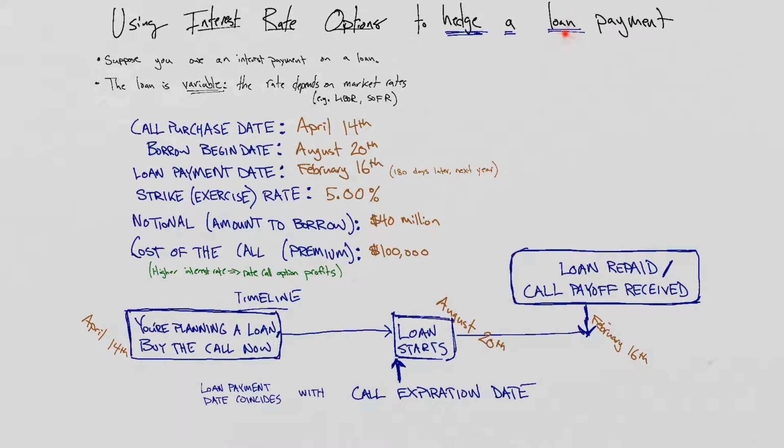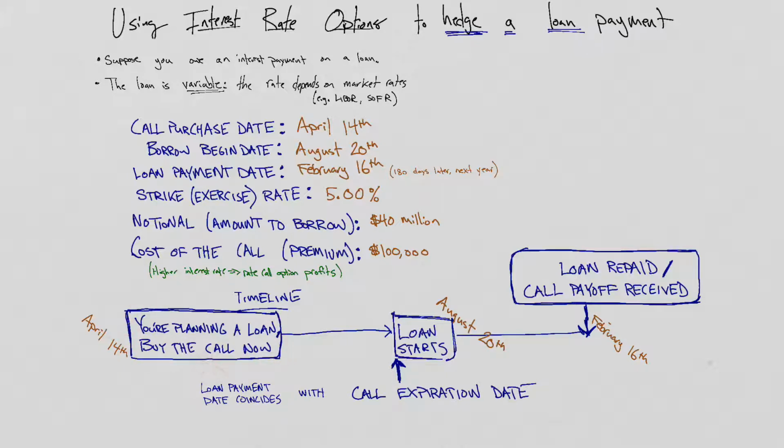So let's take a tangible example of that and see how that works in practice. Here's the setup. You know you're going to owe an interest payment on a loan. That loan is variable depending on market rates, and you want to hedge it using a call option. Here are some parameters. You purchase the call on April 14th, but you purchase it ahead of time. This is another unique thing about interest rate options. They sort of kick in at a certain date later than when you actually purchase it. So you're buying the call now, as soon as you're planning a loan.